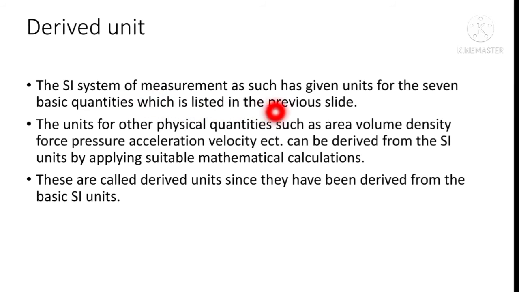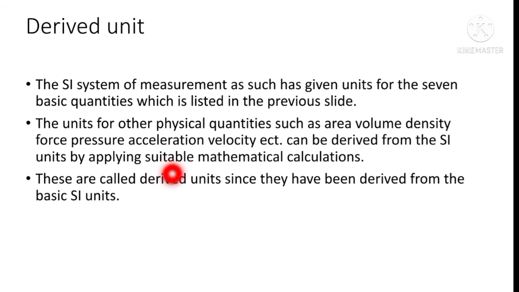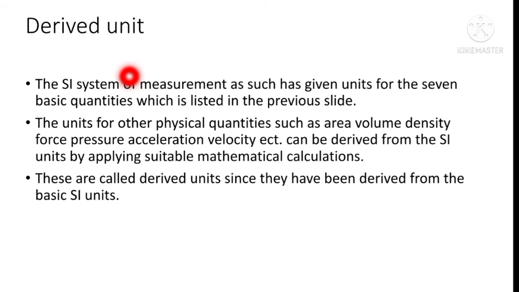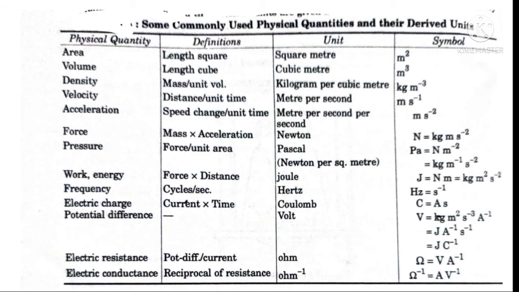The SI system of measurement gives units for the 7 basic quantities, which are listed in the previous slide. The units for other physical quantities such as area, volume, density, force, pressure, acceleration, velocity, etc. can be derived from the SI units by applying suitable mathematical calculations. Means for derived units, they are not independent. They are based on or derived from the previous 7 basic units. These are called derived units since they have been derived from the basic SI units. यही same thing जो मैं अभी आप लोगों को बता रही थी.